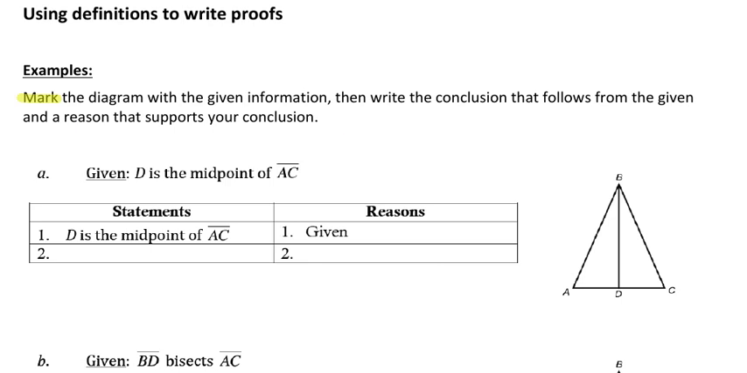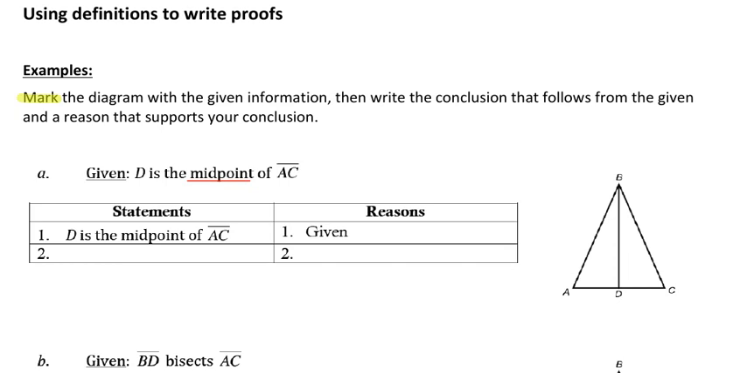So in this case, the first one, called A, it says given D is the midpoint of AC. So in this case, the definition that you need to know in order to be able to get a conclusion is the definition of a midpoint. What is a midpoint? What does a midpoint do? The definition of a midpoint is this. A midpoint of a segment is the point that divides a segment into two congruent segments.